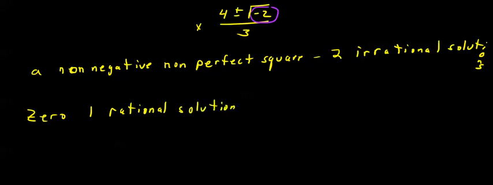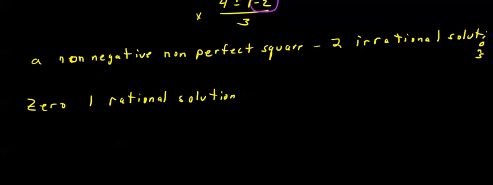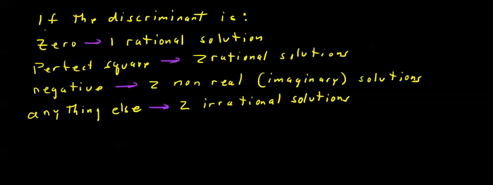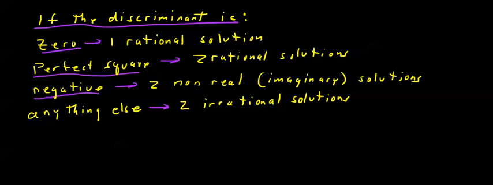All right, I'm going to pause this for a moment and write this in a neater format for you. So, to summarize, if the discriminant is 0, we have 1 rational solution. If it is a perfect square, you're going to have 2 rational solutions. If it's negative, we have yet to see this, 2 non-real or imaginary solutions. And if it's anything else, the square root of 5, the square root of 17, whatever, 2 irrational solutions.